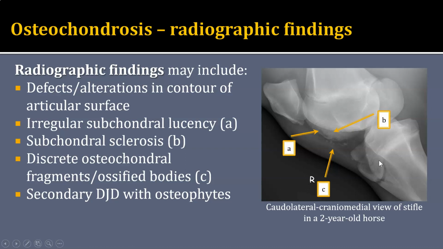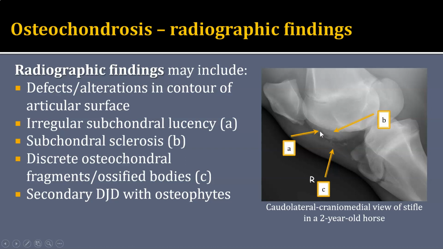So this is a horse stifle. This is a caudolateral craniomedial view. And if we look at this lateral ridge of the femoral trochlea, we can see this irregularity of the articular contour. So it's not a nice smooth margin like this medial femoral condyle.